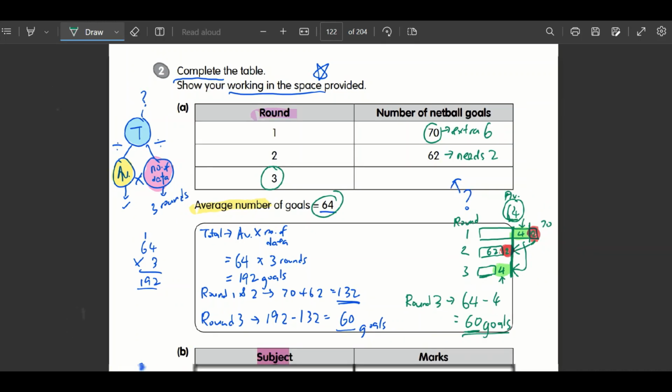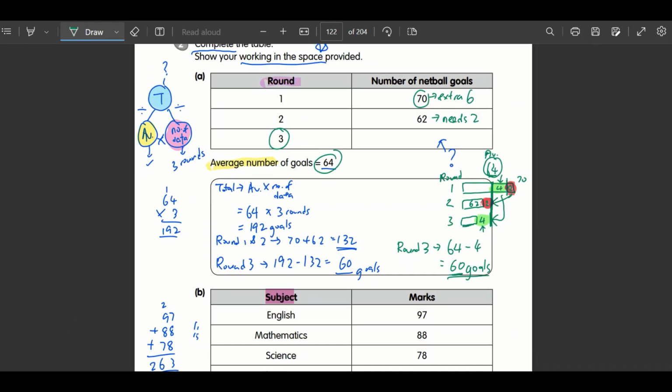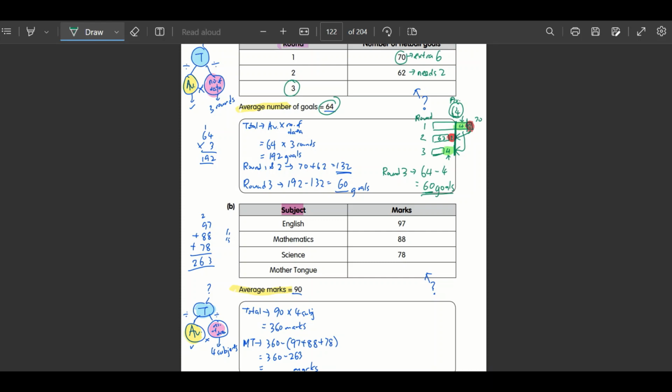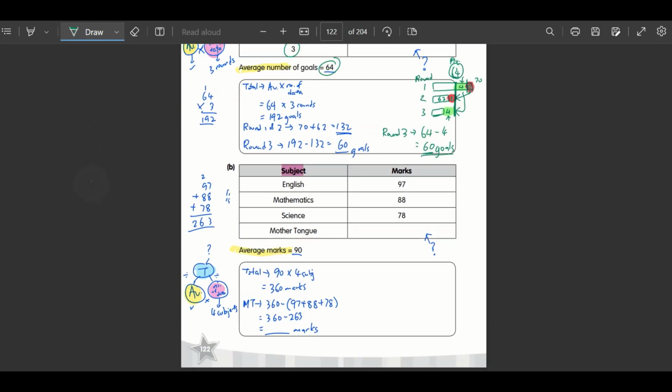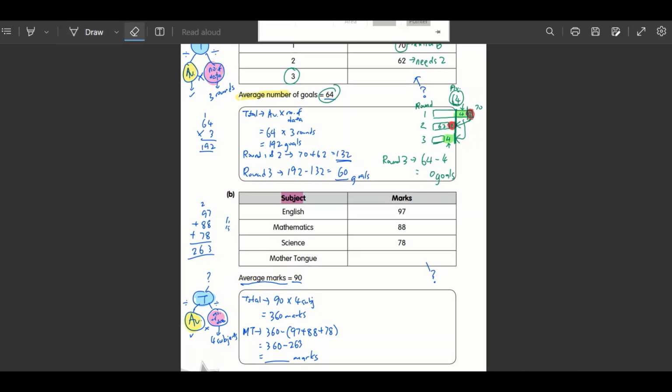Okay, now I hope you are getting some sense of how this works. Let's look at the other example. So you see that I'm not having to go to long multiplication and then subtraction, addition. I'm looking at sharing out the difference. Now, in this next question, we have 4 subjects here: English, Maths, Science, and Mother Tongue. And then the average score is 90.